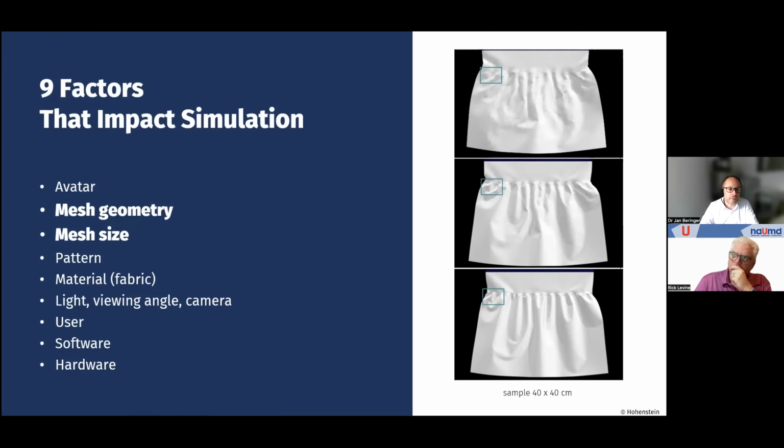Pattern is important. The material, the fabric is important, so how to digitize your material. Light, viewing angle, camera, of course the person who is sitting in front of the computer, which is the user, the software, and the hardware have an impact. So today, only focusing on the mesh part.